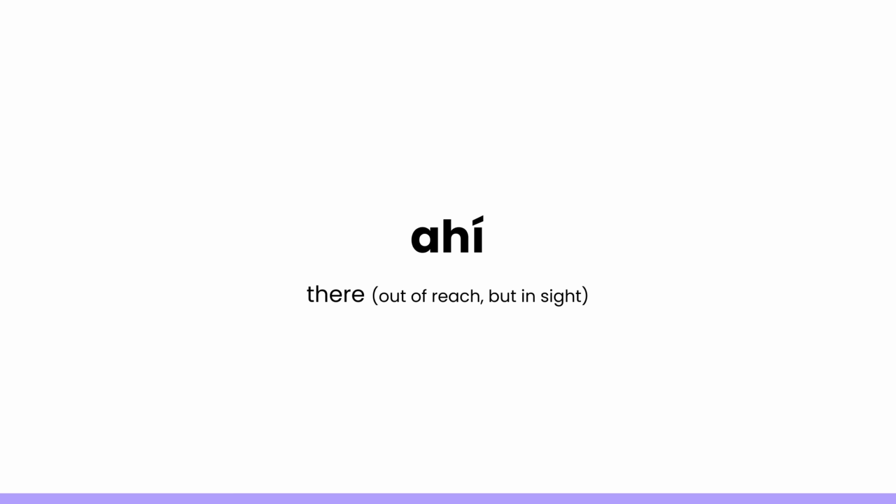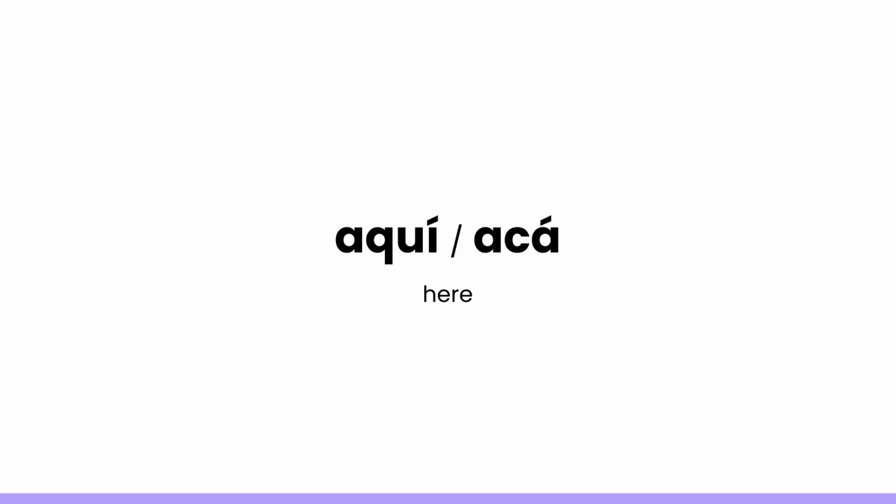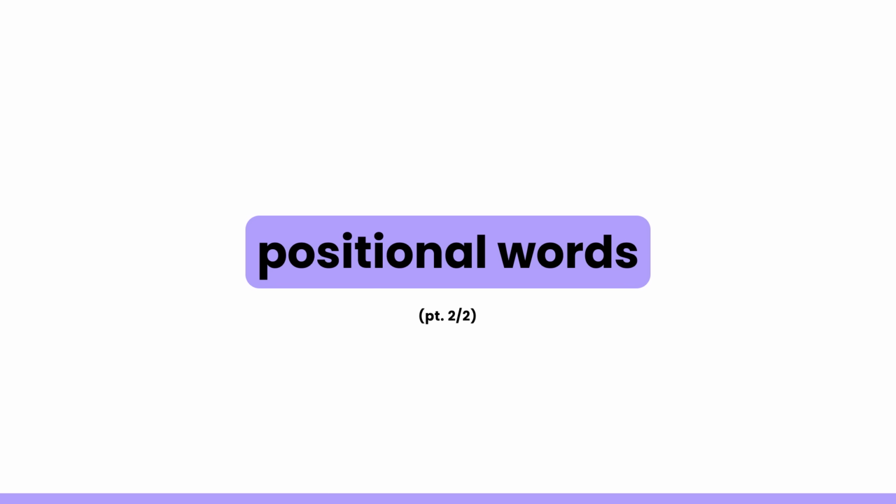So we have ahí for something that's relatively close to us. We have allí for something that's like medium distance. And allá for something that's far away. So ahí, allí, and allá. And of course, aquí and acá for the word here in English. Alright, so that's it for today's lesson, the positional words, part 2 out of 2. That's it for the positional words in Spanish.